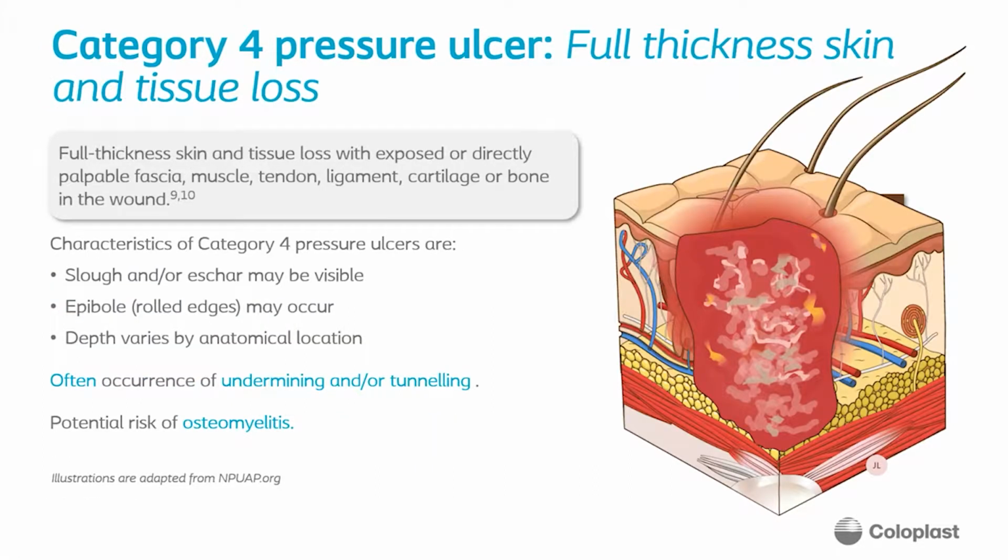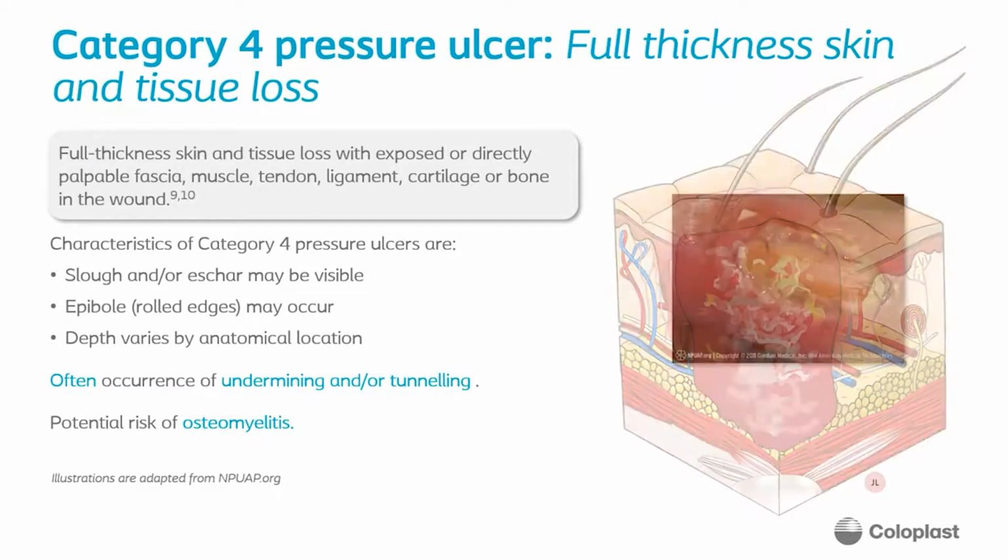Then we move on to our category 4 pressure ulcer and that full thickness skin and tissue loss. And this is where you may well see exposure of bone, muscle, tendon, ligament, cartilage in your wound bed. And people with these types of wounds are at very high risk of developing infection and potential for developing osteomyelitis, so infection of the bone. And actually there can be some undermining and tunnelling with these wounds as well. And these can be really challenging wounds to try and heal. We want to try and prevent people getting to this level of tissue loss as much as we possibly can.